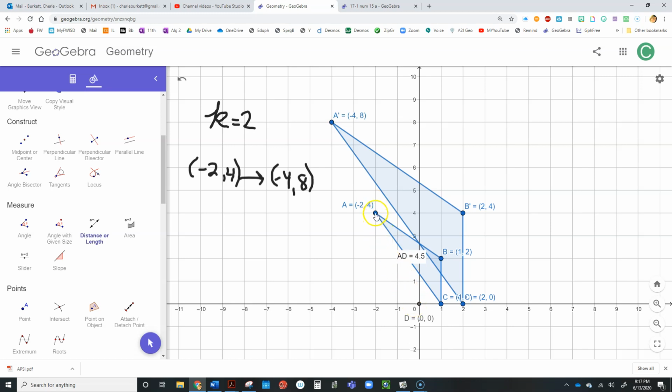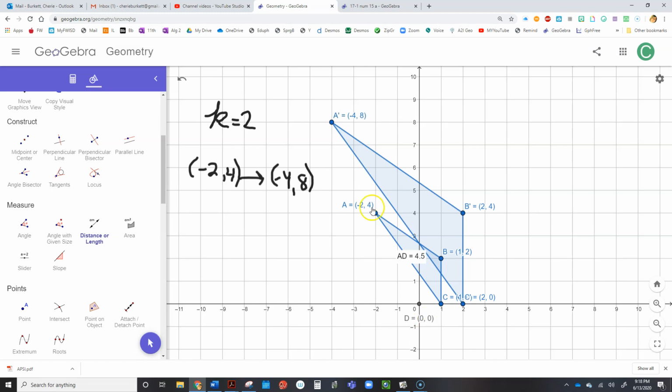So I just measured how far it is from A to D, and it's about 4.5. I've already done this before, so I know that it's really 4.47 something. So you're going to see a round off error here in just a second. But the distance from 0, 0 to this point right here is about 4.5. Now you know how to do the distance formula, so you can find the distance of these two right here. I think it's the square root of 20.